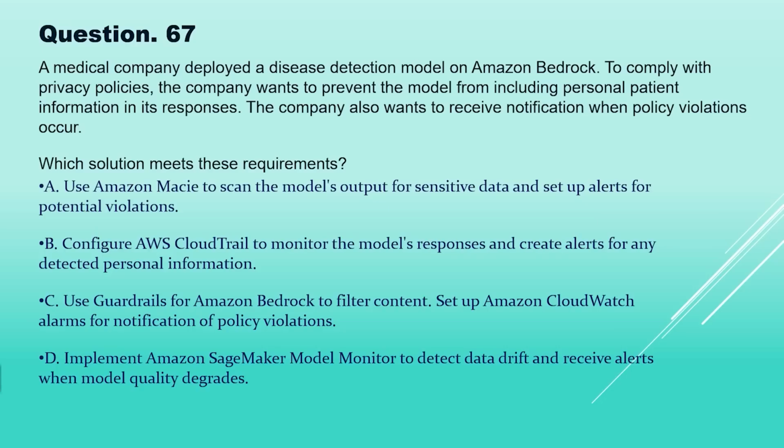And the correct answer here will be option C. Use guardrails for Amazon Bedrock to filter content. Set up Amazon CloudWatch alarms for notification of policy violations. Because we have already discussed in the series, guardrails are used in Amazon Bedrock to filter the content, so that we get the proper content only. And if there is any violation, for the notification purpose, we could use CloudWatch alarms. So option C is correct. Guardrails is to prevent and CloudWatch is to notify, and both requirements of the question are met in option C. So it is the correct answer here.